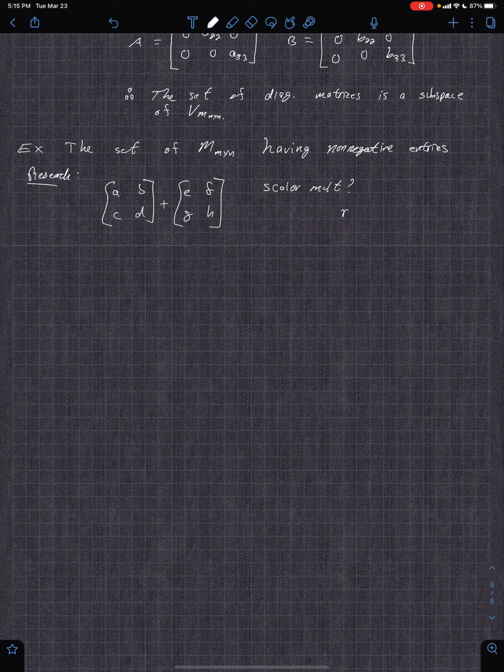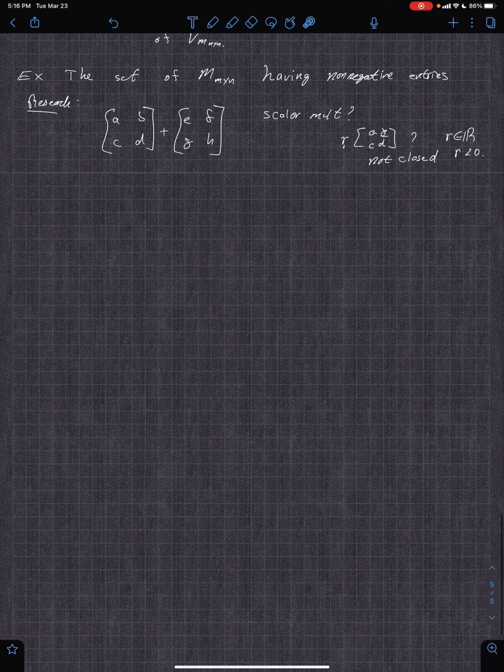Okay, so if you had R times a matrix, A, B, C, D, and R can be anything, the answer is no, of course. So this is not closed because R is in the reals, so R could be less than 0. Then when you get R times something positive, it becomes negative, therefore not closed under scalar multiplication.